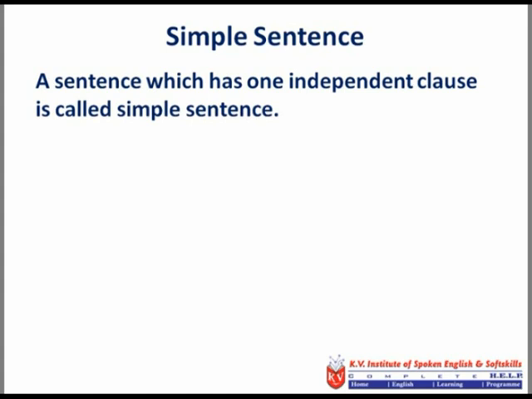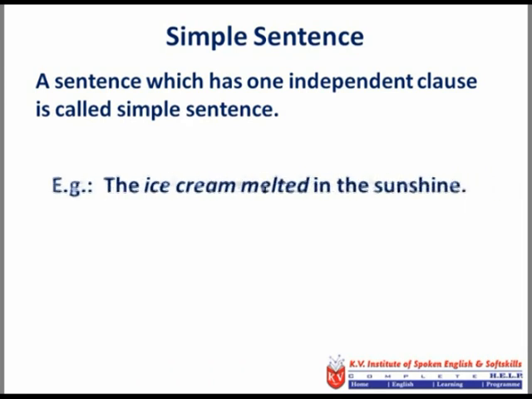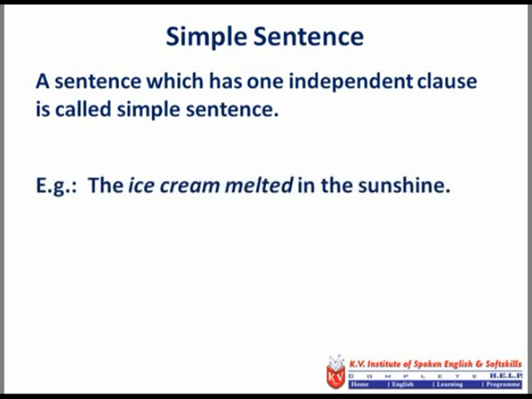It has one subject and one verb, although either or both can be a compound. A simple sentence can have adjectives and adverbs. A simple sentence cannot have a second independent clause or a subordinate clause. Let's see the example. The ice cream melted in the sunshine. In this sentence, the subject is ice cream and the verb is melted.